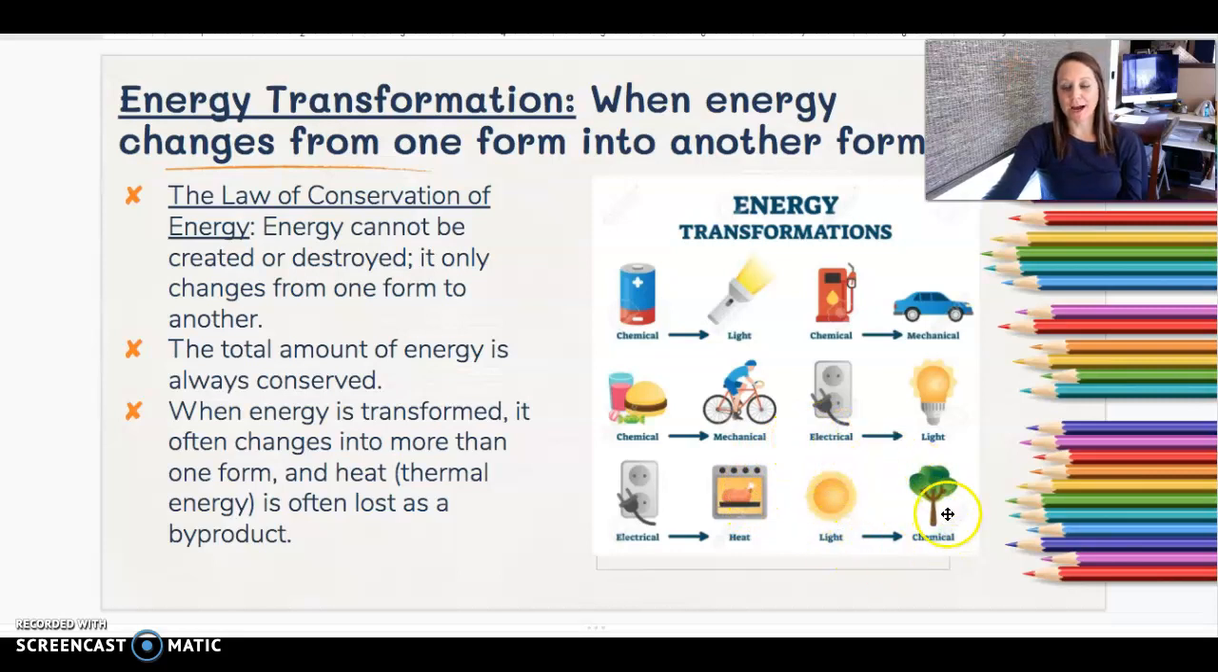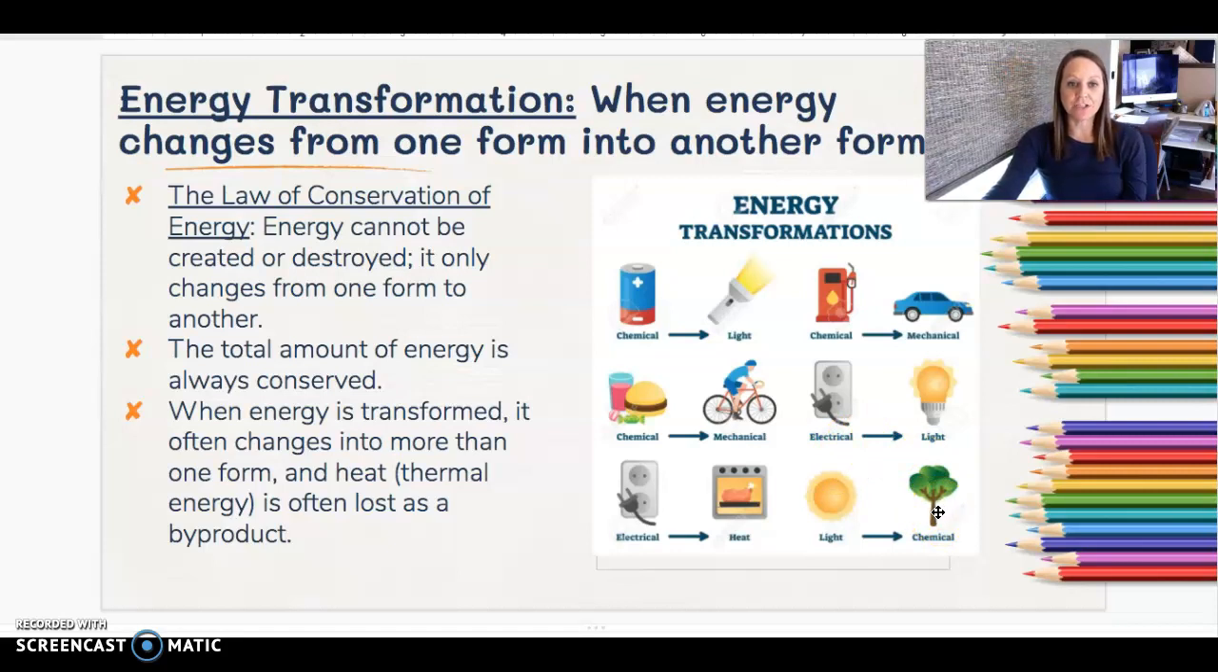And this is showing how we can get light from the sun. And this, I would say, is electromagnetic. We could even go back and say it's nuclear energy because that's how the energy is created in the sun. And that can grow plants, which is a form of chemical energy.